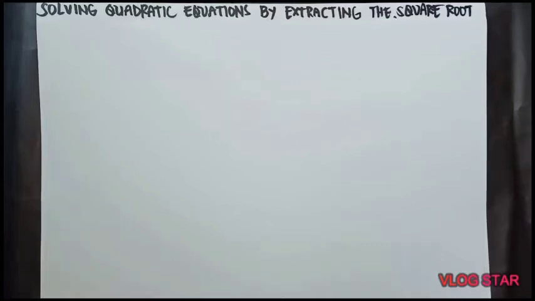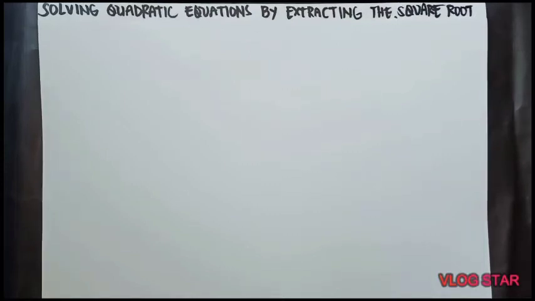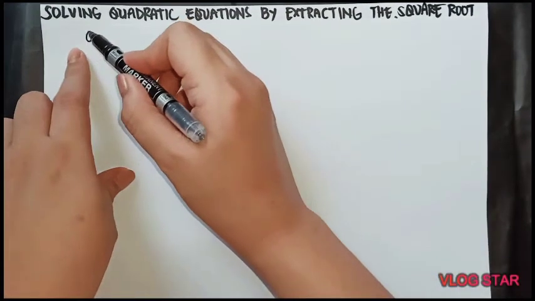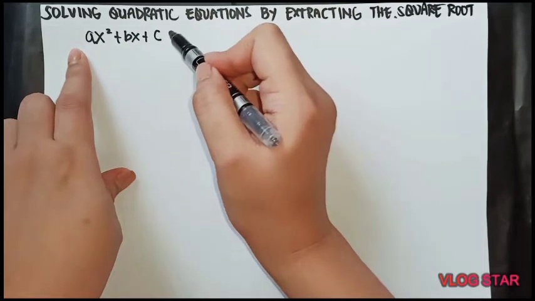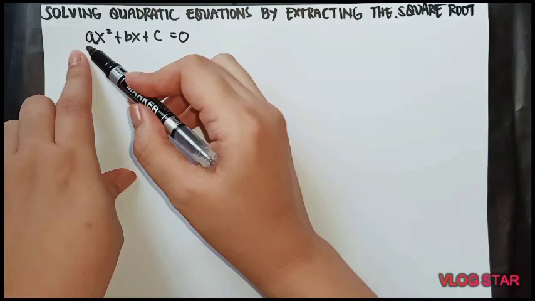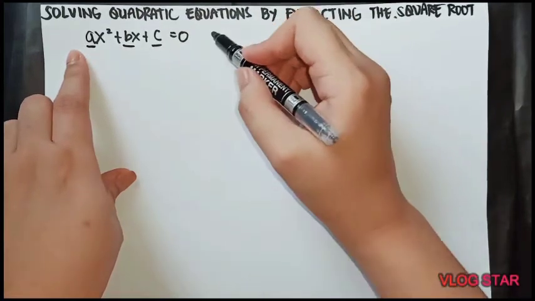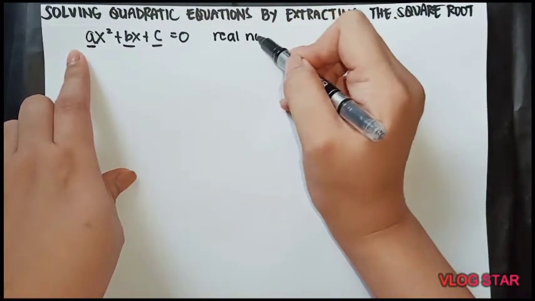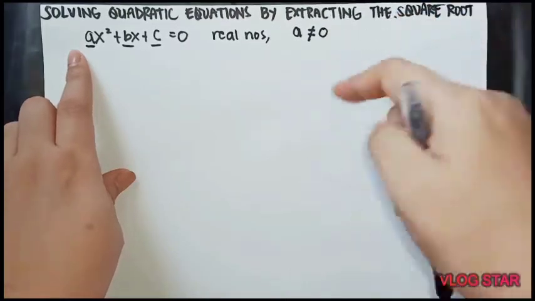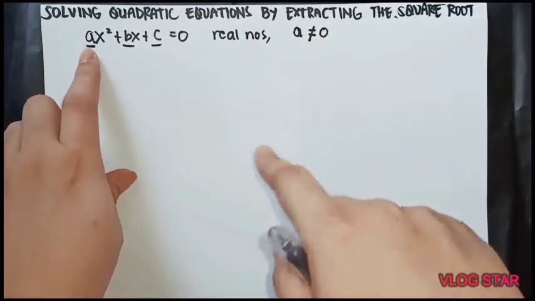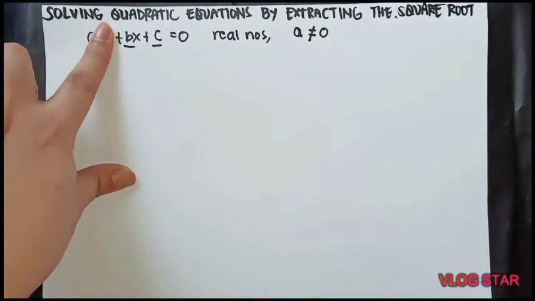Hello, today we're going to solve quadratic equations using extracting the square root. We know that a quadratic equation in one variable is an equation in the form ax squared plus bx plus c equals 0, where a, b, and c are real numbers and a is not equal to 0. Why? Because if a is equal to 0, this term will become equal to 0.